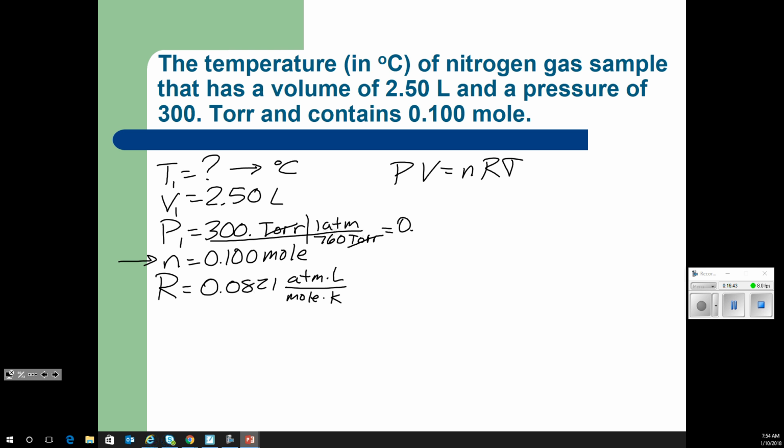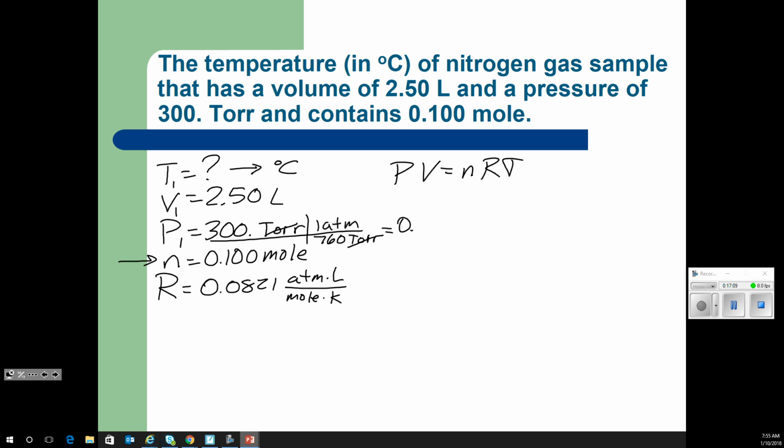Because they gave me torr, and I can't use torr. I've got to have it in atm, because torr isn't part of my R, and my R is my constant. Since it's not in the units on my constant, I need to be able to cancel it out. So the units on R tell you what units you can use in the entire equation, only for PV equals nRT. All the others I can use torr or whatever I have as long as they're the same because they'll cancel.